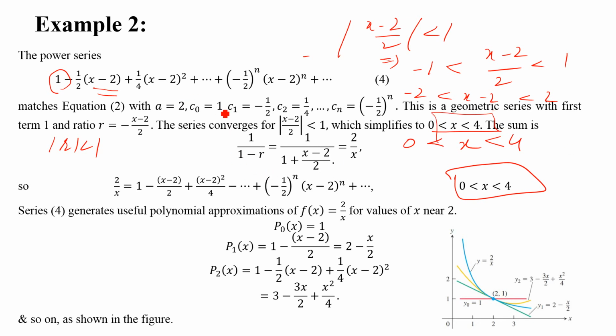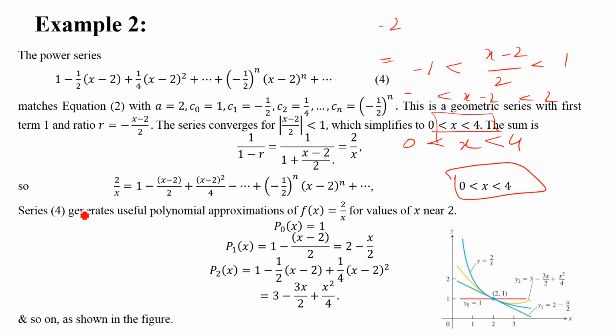And what is the sum of the series? If the series is convergent, the sum is going to be the first term divided by 1 minus r. The first term here is 1, and r here is negative of (x - 2)/2. So by plugging in the values, the sum of the series is 2/x. So we can write 2/x is equal to this series. Again, you can see that the sum is a function of x, that is, the sum is f(x).